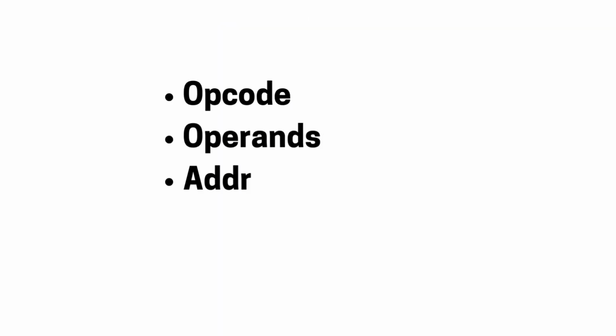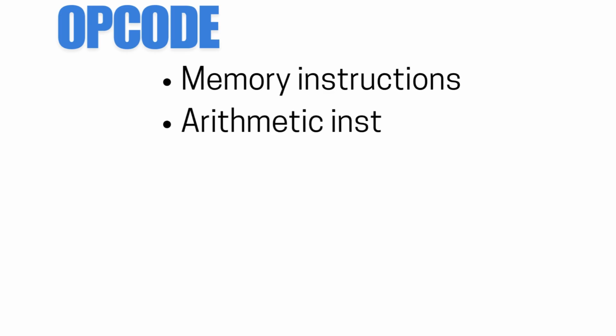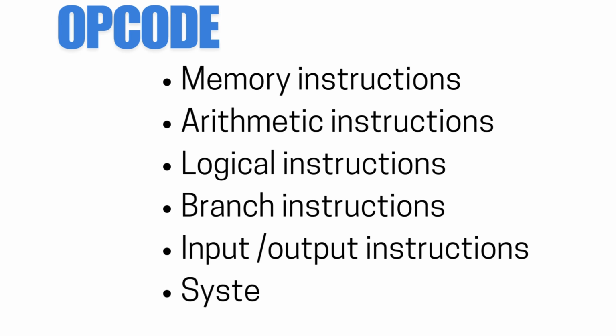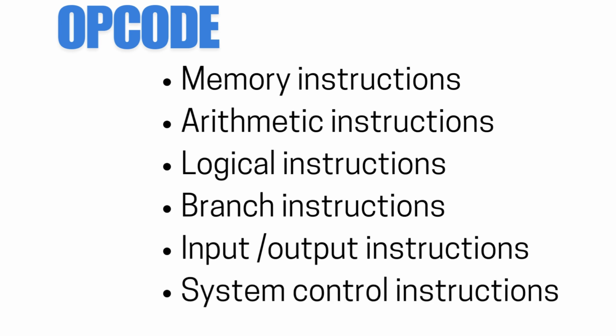There are four important components in a machine instruction. The opcode is the most crucial part of an instruction. It specifies the operation to be performed. Common operations include arithmetic operations like addition and subtraction, as well as memory operations like load and store. Other types of operations are also available.